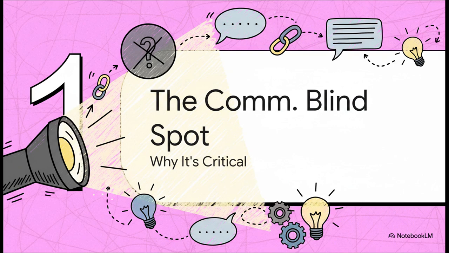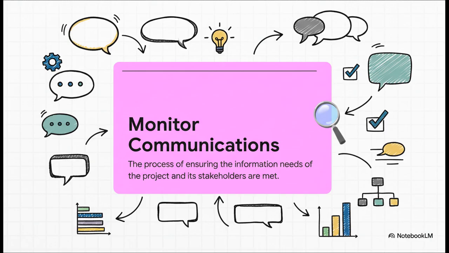Let's shine a bright light on this communication blind spot. What is it really, and why is it so incredibly critical to get a handle on it? Well, the PMBOK guide defines it pretty simply, but it's powerful. It's the process of making sure your communication actually meets your stakeholders' needs. The whole goal, as the guide says, is to create an optimal information flow. Think about that. Not a fire hose of data, and definitely not just a trickle of updates, but the right information to the right people at the right time.